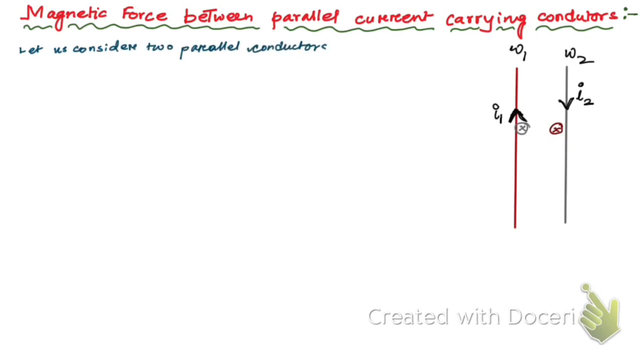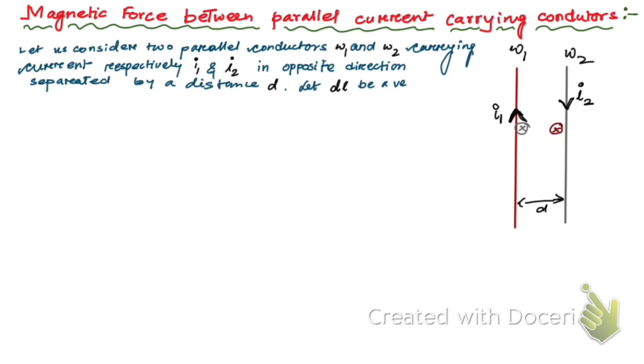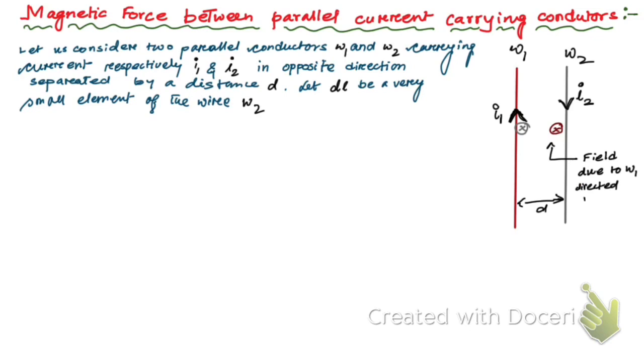Now let me write what I have considered here. Let us consider two parallel conductors, W1 and W2, carrying currents I1 and I2 respectively, in opposite directions. These two conductors are separated by a distance d, suppose, right? Let dl be a very small length element in the wire W2. So this cross is the field due to W1 directed inward, perpendicular to the plane, and this represents the field due to W2, also directed inward, perpendicular to the plane.